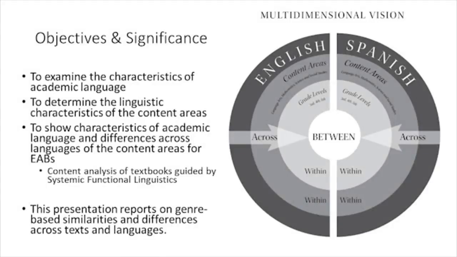So the objective of our project is threefold. The first is to examine characteristics of academic language in general, and then to determine characteristics of that academic language in the content areas. So in particular, language arts, mathematics, science, and social studies. So we are looking across and within. And then to show characteristics of academic language and the differences in English and Spanish across these content areas for the different grade levels. So the presentation that I'm giving you today is going to report on genre-based similarities and differences across texts in English and Spanish.